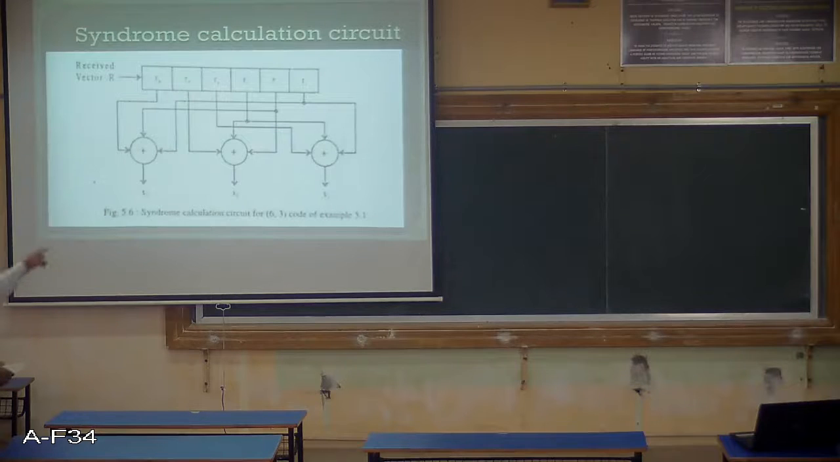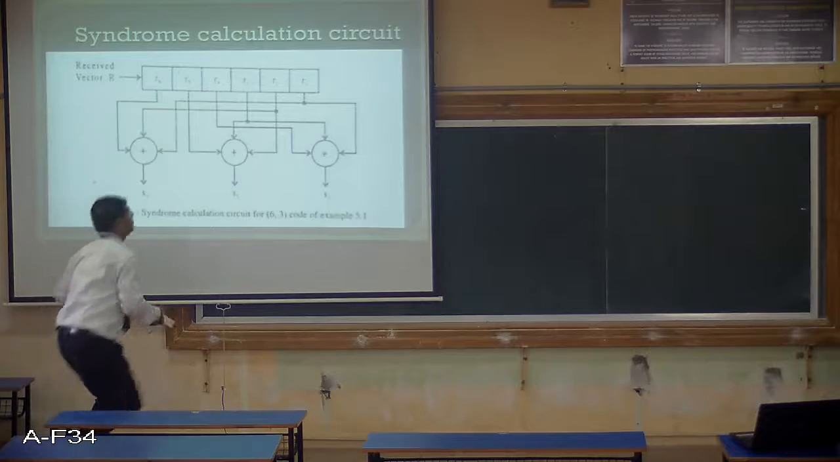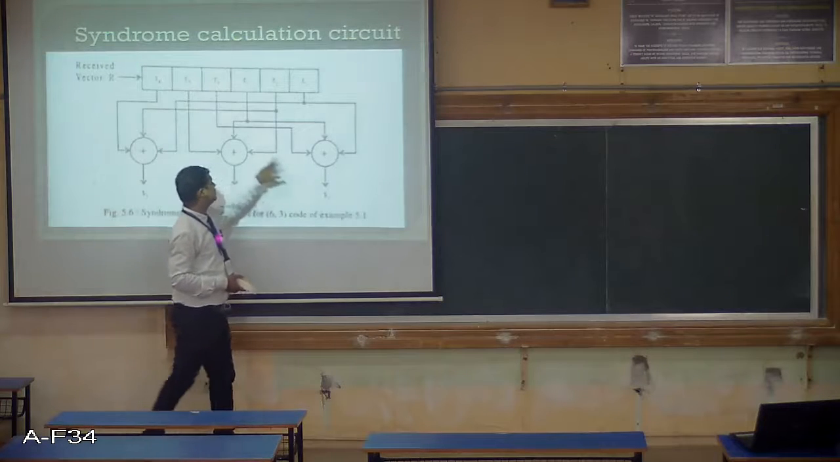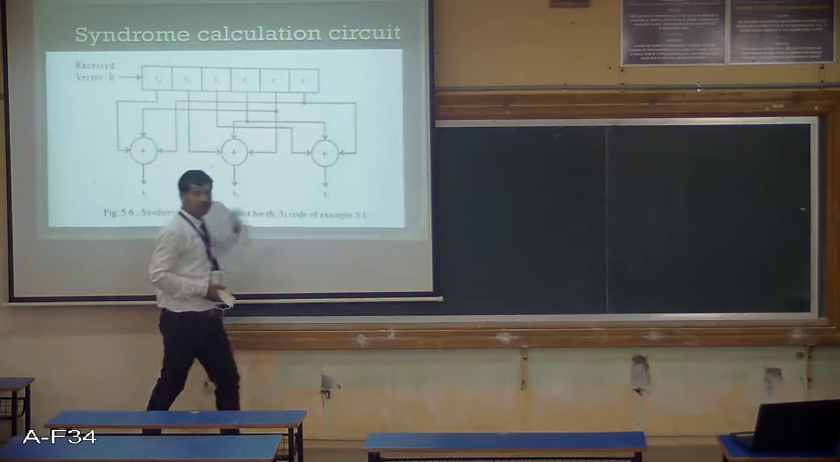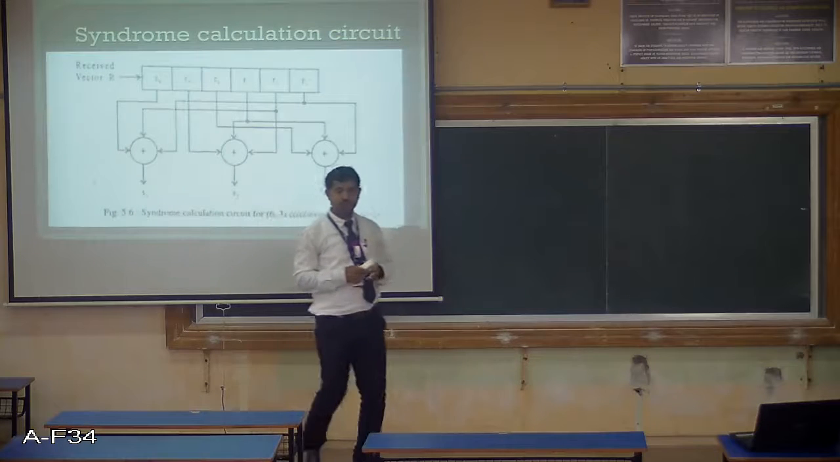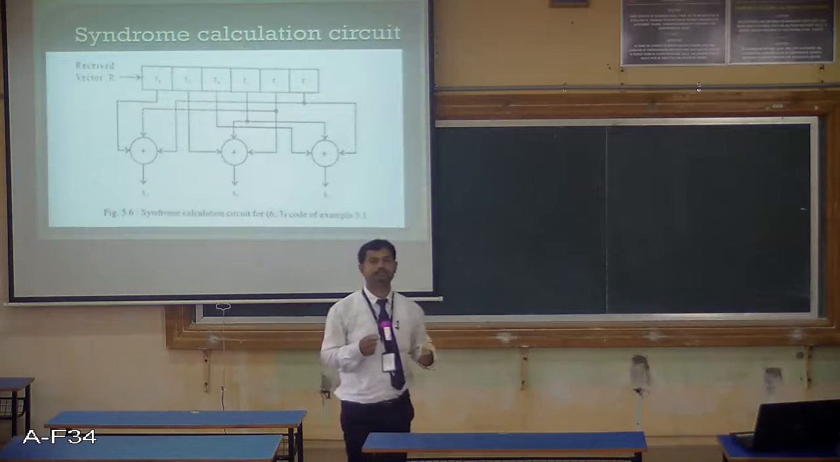S1 is a combination of R1, R3, R4. That is the equation from previously. So all you add, it will give you S1. This is S2. This is S3. So this is the syndrome calculation circuit.